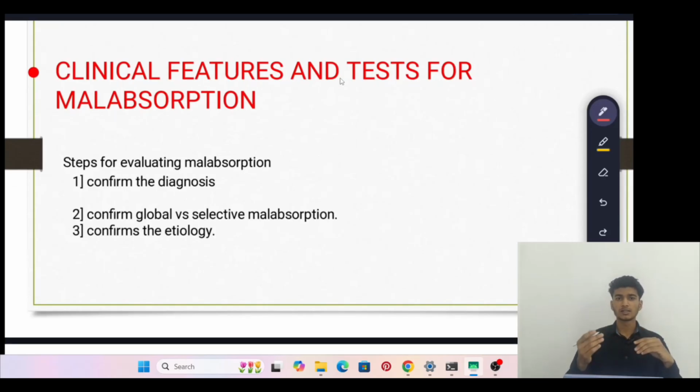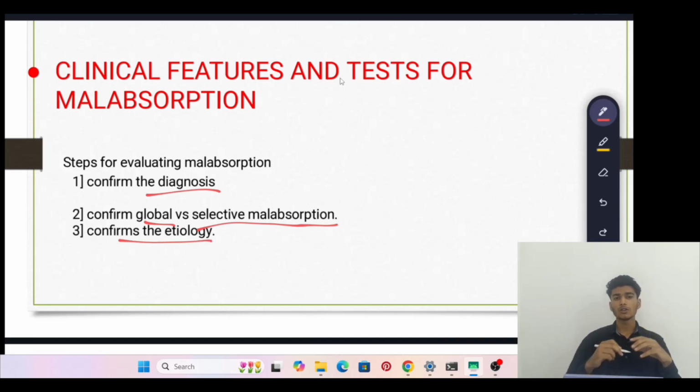It will be like Instagram, where there's two-step verification. Here, in the same way, there is three-step verification. First, you have to confirm the diagnosis. Second, you should confirm whether it is global or selective malabsorption. And third, you should confirm the etiology.